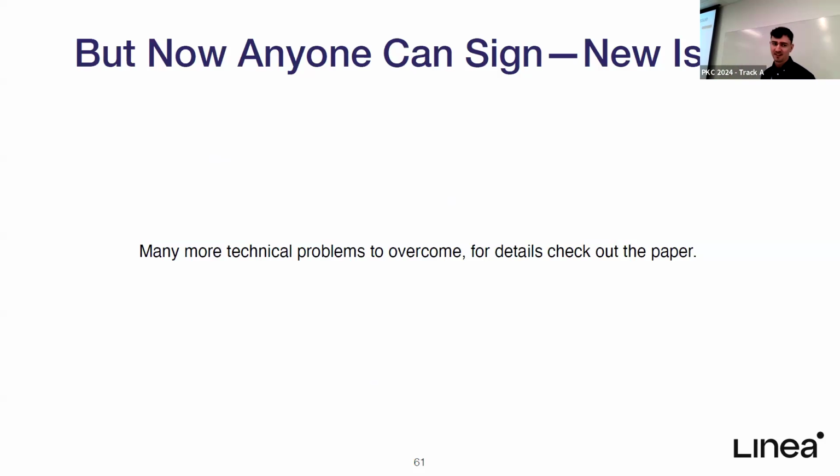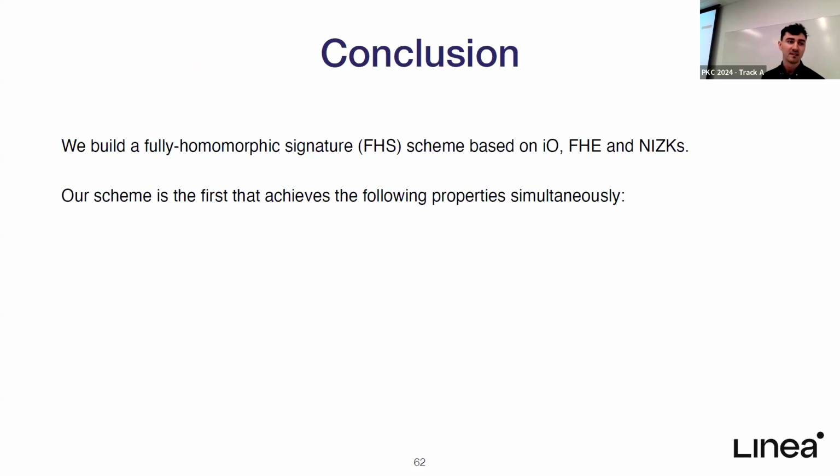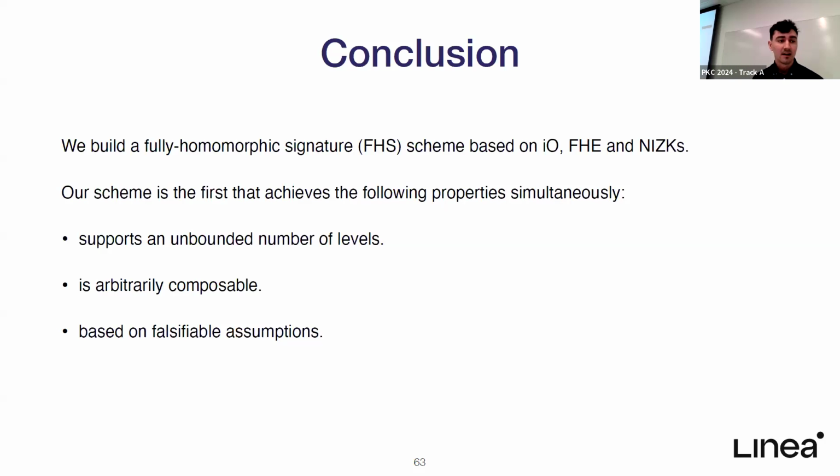And there are a lot of other technical problems. This brings me to the end of the talk. So let's conclude. We built a fully homomorphic signature scheme that is based on IO, FHE, and NISICs. And it is the first one that achieves the following 3 properties at the same time. We have an unbounded number of levels, we can arbitrarily compose circuits, and we are based on falsifiable assumptions.